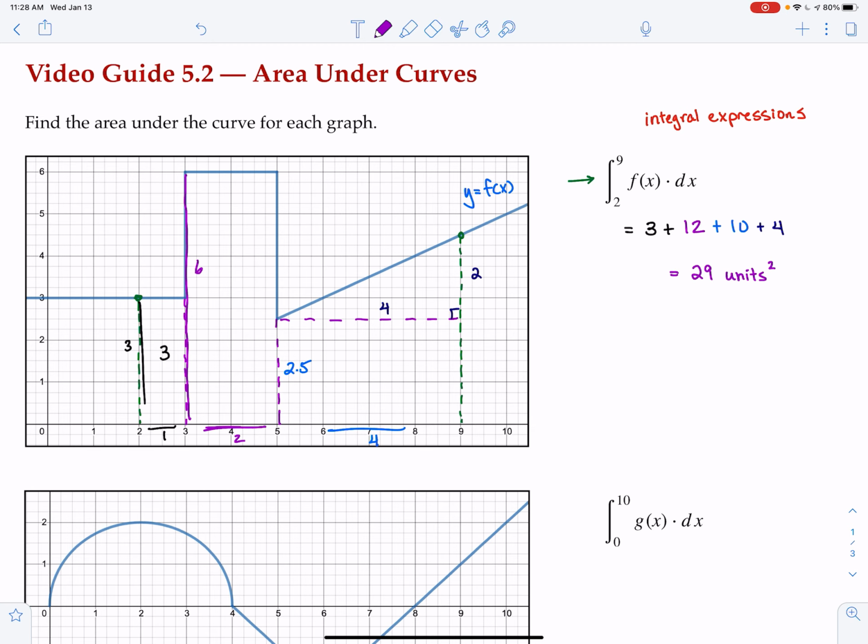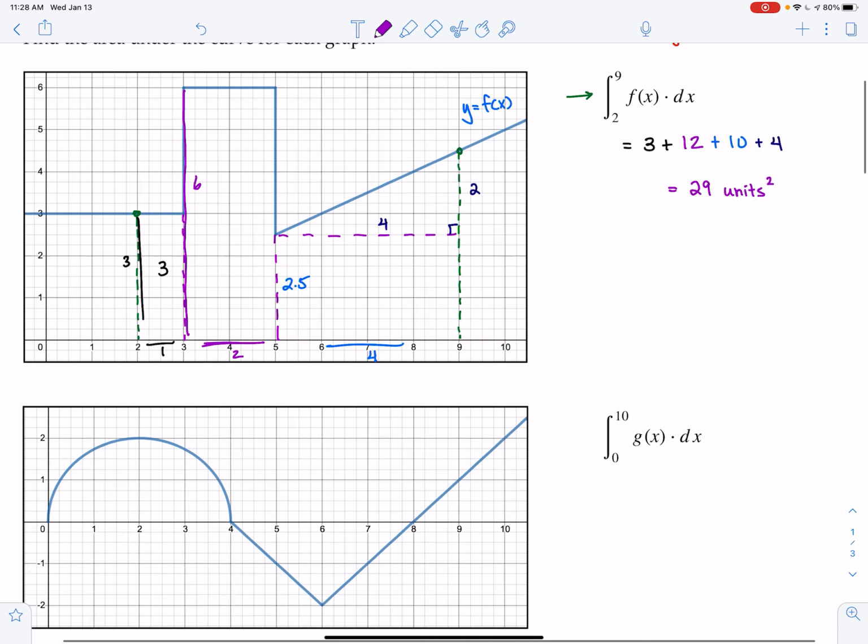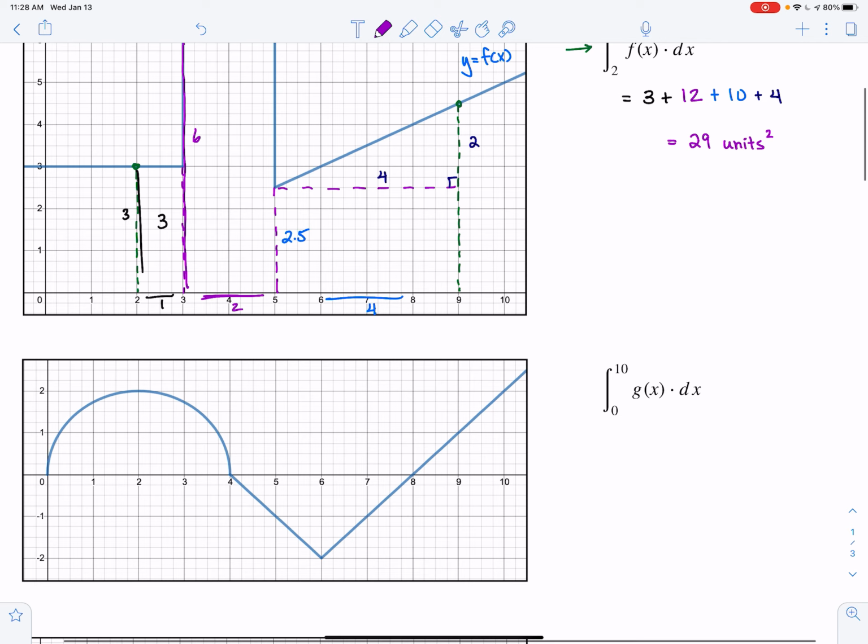Perfect. We can get a little fancier in this second graph. We're going to call this y equals g of x.